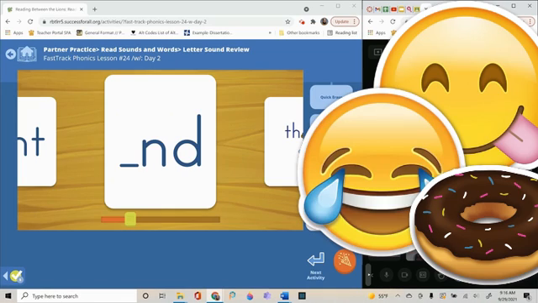Wood. Well, wood doesn't have the nd at the end, does it? It sounds more like d, right? So it doesn't have the nd at the end. Wound, like wow, you guys are really wound up. That would have it. Okay, I'm gonna move on to the next one.